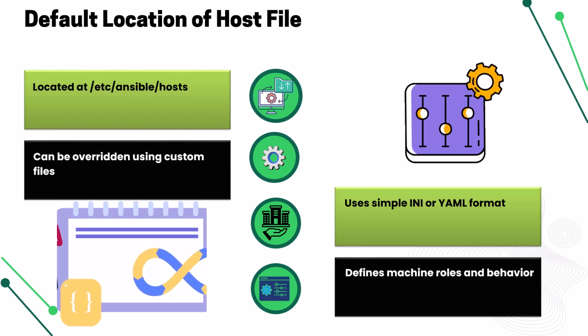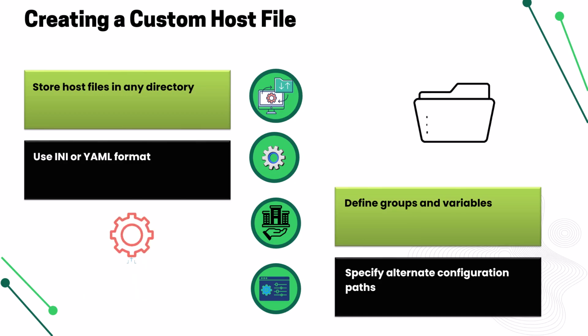Ansible stores its host file in the default location, /etc/ansible/hosts. But hey, don't feel boxed in. You can override it with custom configurations. The file format is straightforward, using either INI or YAML, making it easy to read and modify. Think of it like setting your home address, but sometimes you prefer working remotely from a coffee shop. Why settle for defaults when you can customize?